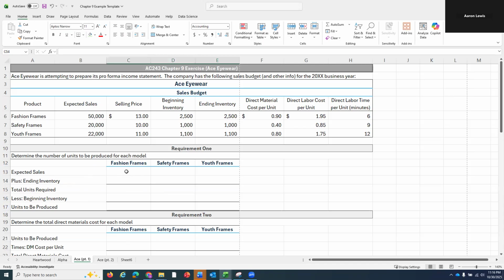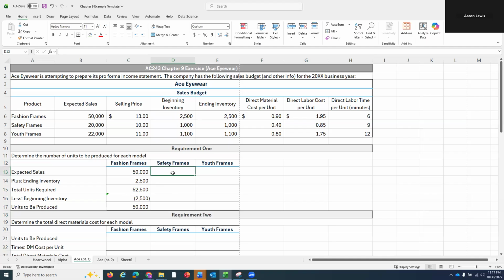So for fashion frames, we're going to have the formula you always use to find your number of units produced: take your expected sales volume. For that model, it's 50,000. Add to it your ending inventory. Our information tells us we have 2,500 fashion frames in our wares at period's end, which means all in all, we're going to have to come up with 52,500 pairs of fashion frames. But we don't have to make all of those because we have 2,500 in beginning inventory. So how many do we have to make? If we need 52,500 and we already have 2,500, we got to make 50,000.